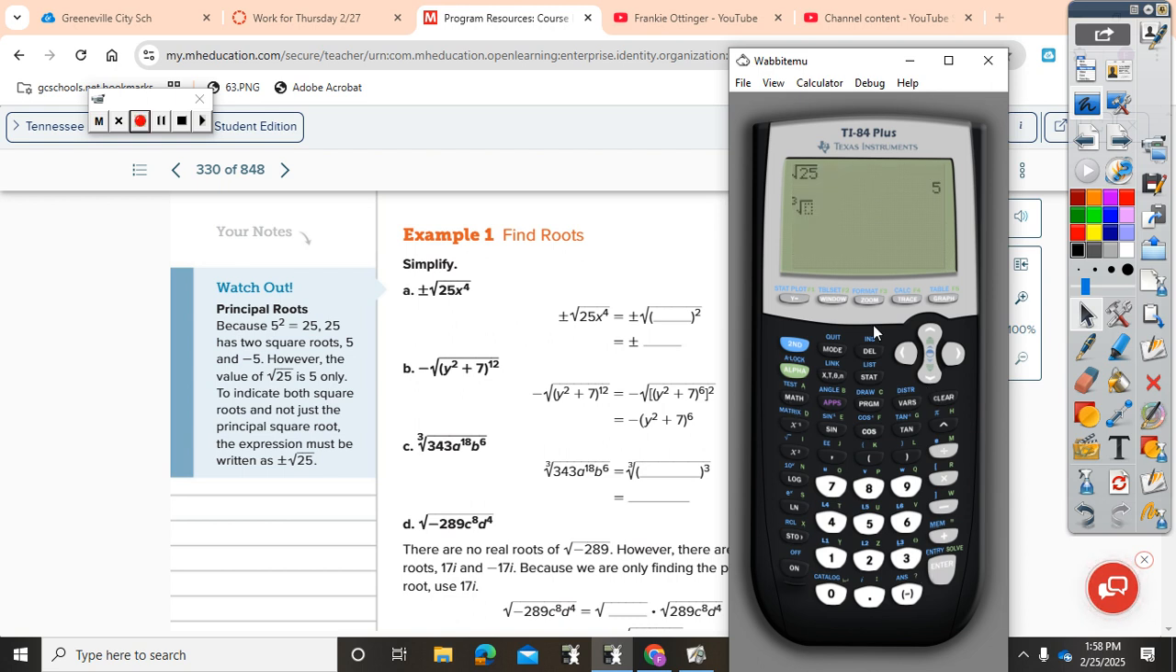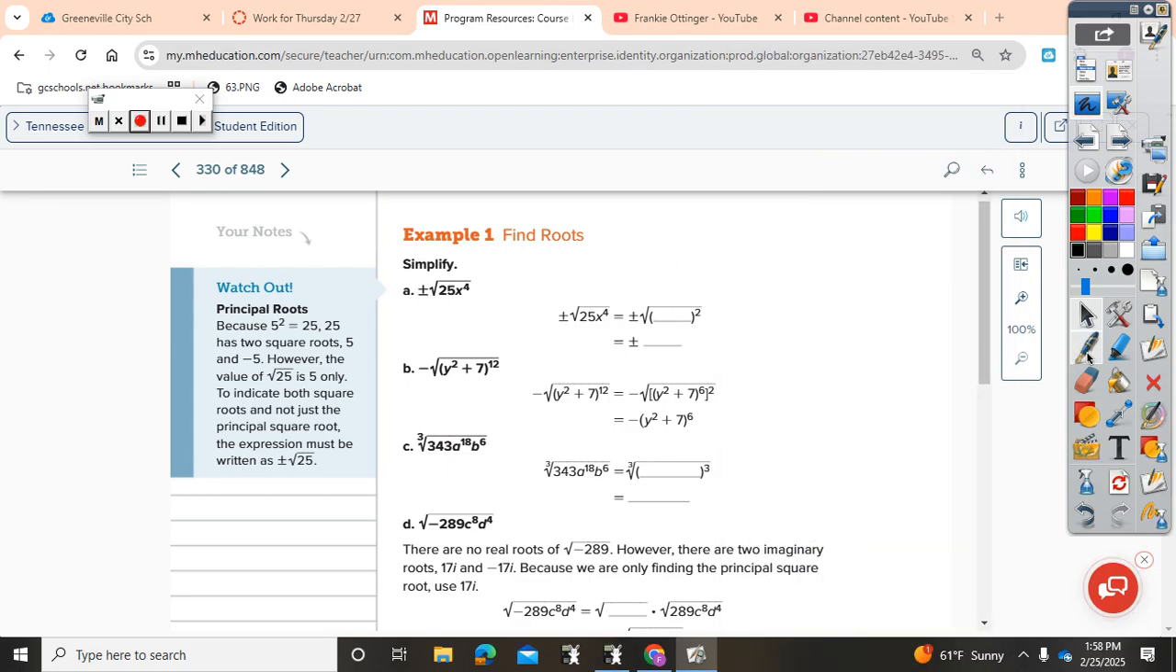We can cube root. But numbers you can still put in if you don't know. And whatever sign they throw out front, put in your answer. So what is the cube root of 25? Plus or minus 25 is plus or minus 5.